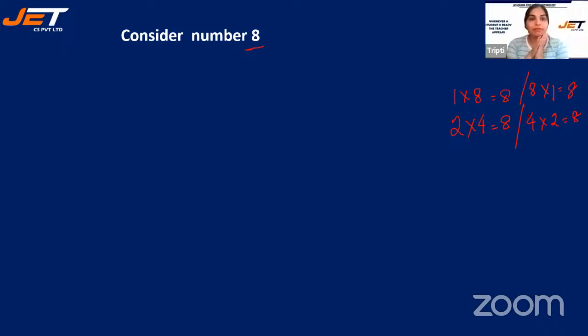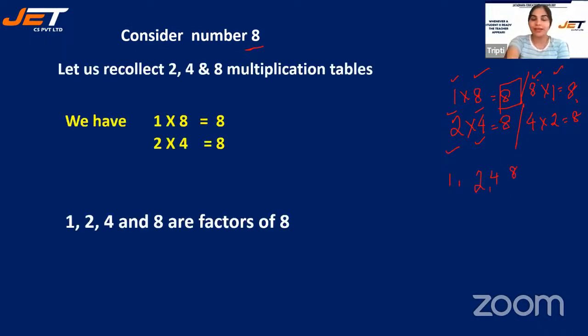This is the commutative property of multiplication, which says that if you reverse the order of numbers and then multiply them, you will get the same product. Means 1 times 8, here 1 is written first and then 8. The product is 8. If I reverse the order, 8 first and then 1 later on, 8 times 1 is 8. So changing the order of the numbers will not change the product. Keep this in mind. And with this, I got the factors as 1, 2, 4, 8. That's it. 1, 2, 4, 8 are the factors of 8.